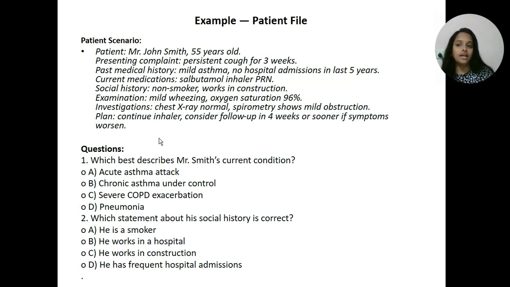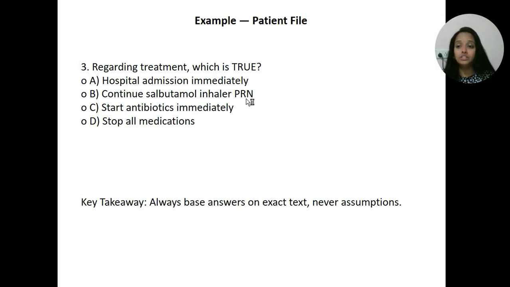Okay. And for the second one, question 2, social history: non-smoker, works in construction, right? So option C is the correct answer, okay? And for the third question regarding treatment, which is true: continue salbutamol inhaler PRN. Because in the treatment plan, it is clearly given follow-up for 4 weeks. So answer B is the correct option.